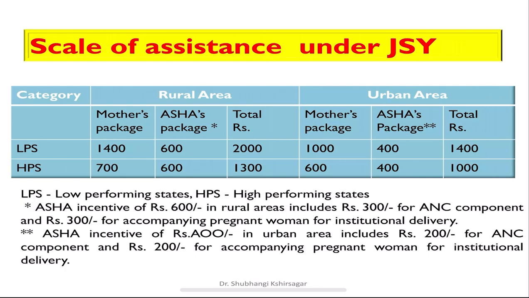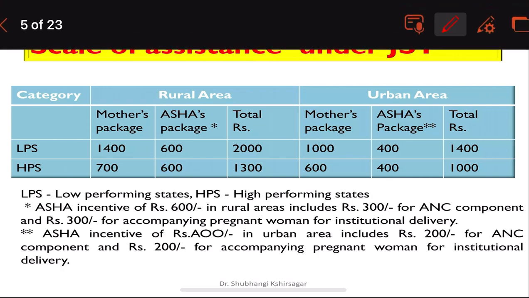What are the scales of assistance under the Janani Suraksha Yojana? We have this table. Under the scheme of 2012 to 2013, the scale of assistance is divided into rural areas as well as urban areas. The states are categorized into low performing states, LPS, and high performing states. We are providing the mother's package, ASHA package, and the total in rupees.